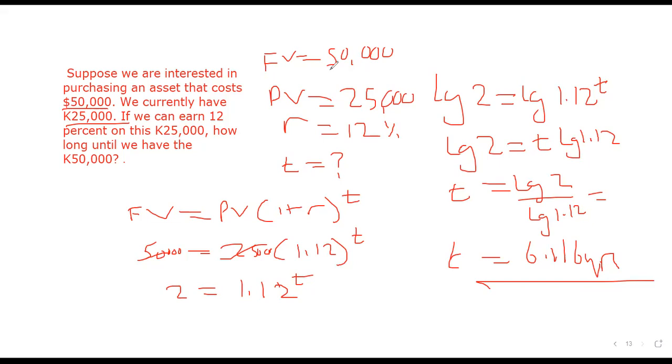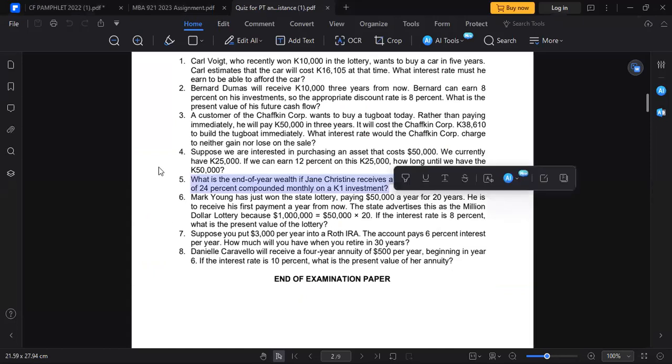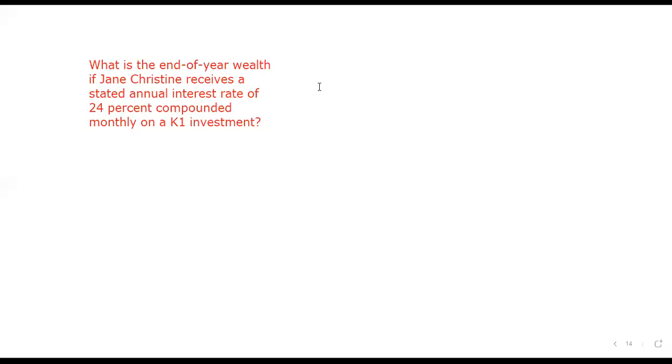So let's go to our next question here. Question number 5. We can end there. We are told the end of year worth. So basically, what is the end of year worth of Christine, who receives an annual interest rate of 24% compounded monthly on 1 quarter? So we basically are being tested to calculate the effective annual rate.